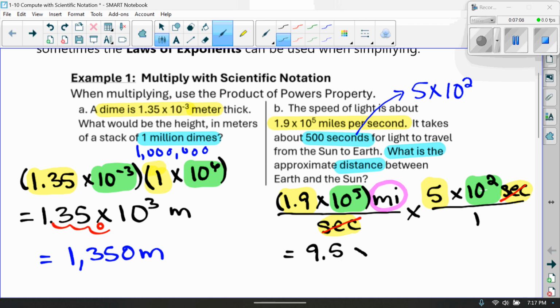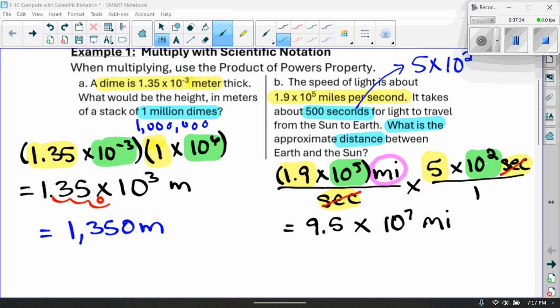9.5. And then we're going to multiply times, and here we got the powers. 10 to the 5th times 10 to the 2nd. That's 10 to the 5 plus 2. So that's going to be 10 to the 7th power. So this is going to be 9.5 times 10 to the 7th miles.